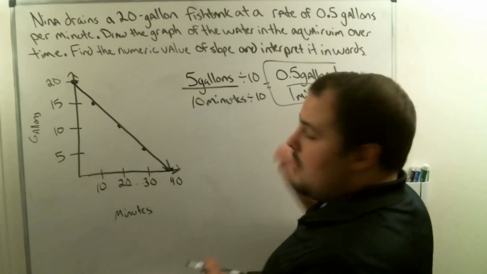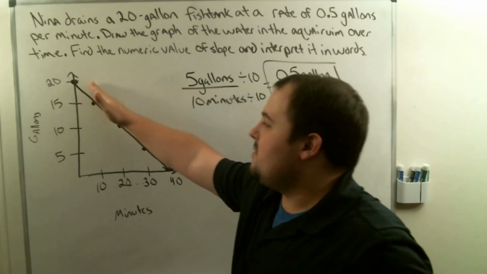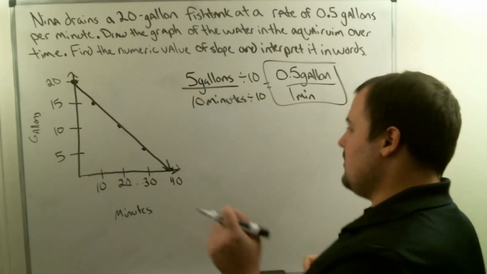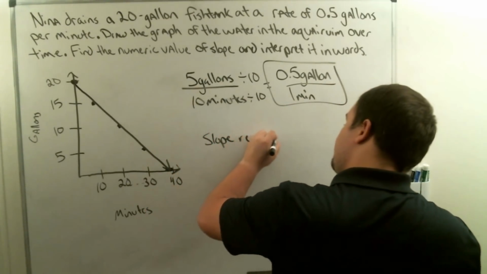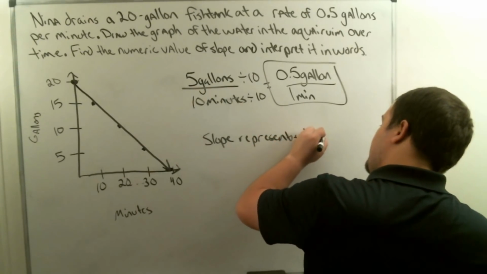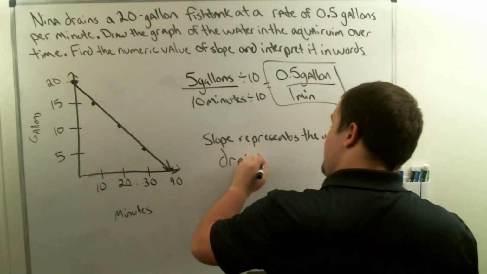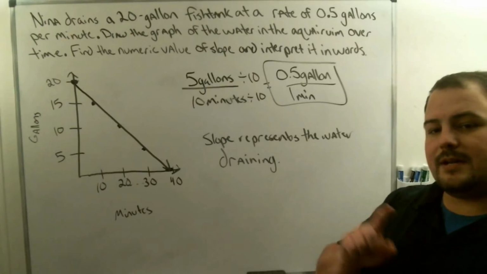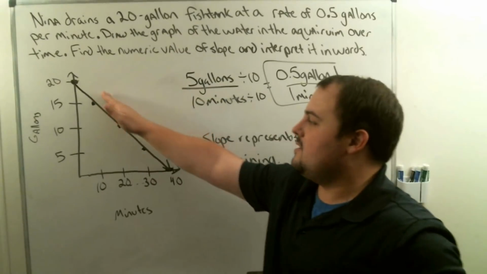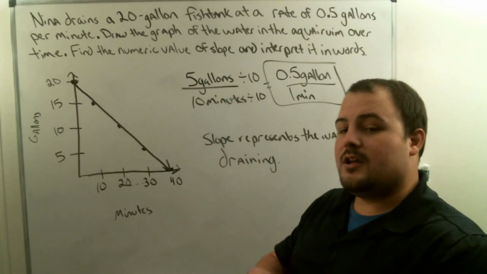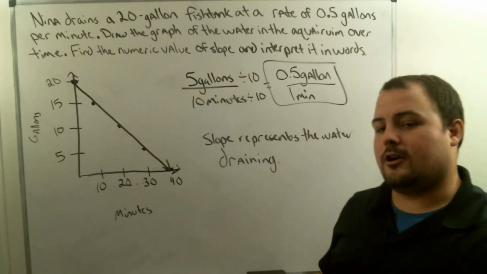So our rate of change means the slope at which the water level is draining. So this right here represents how the water level is changing in the aquarium. So our slope represents the water draining. So all you gotta do in this lesson is be able to find slope and then tell me what the slope is meaning in this situation. So our slope in this situation means that the water level is going down, and the previous one talked about bank account balance going up. So this slope talks about water level going down.